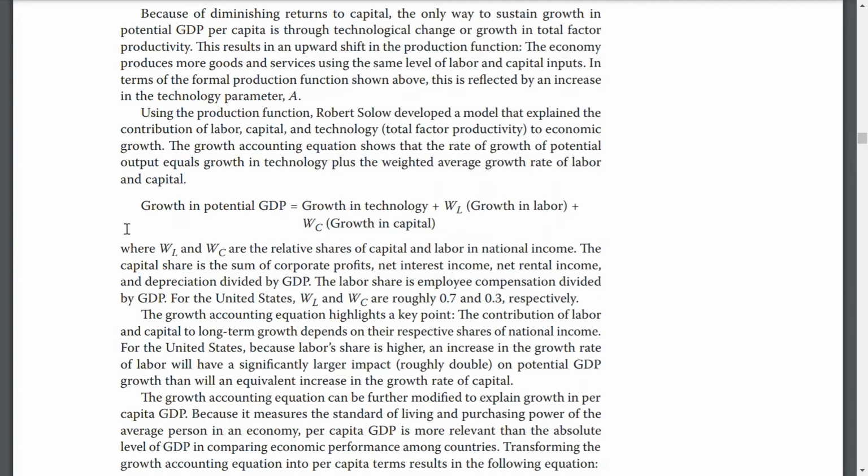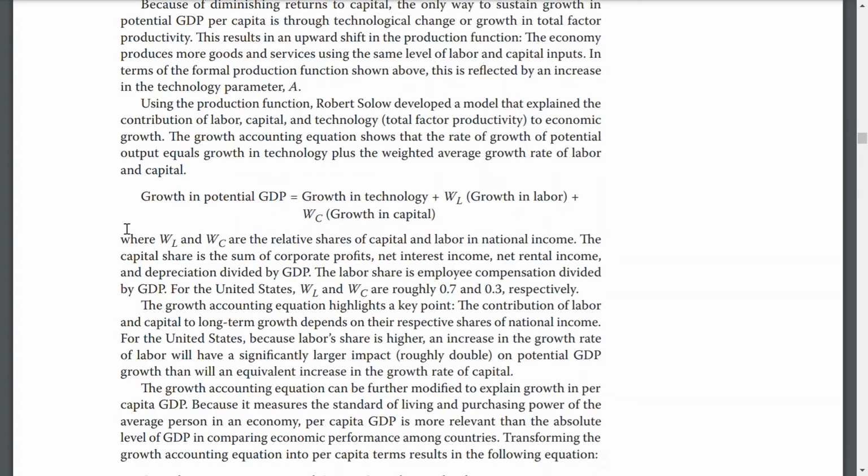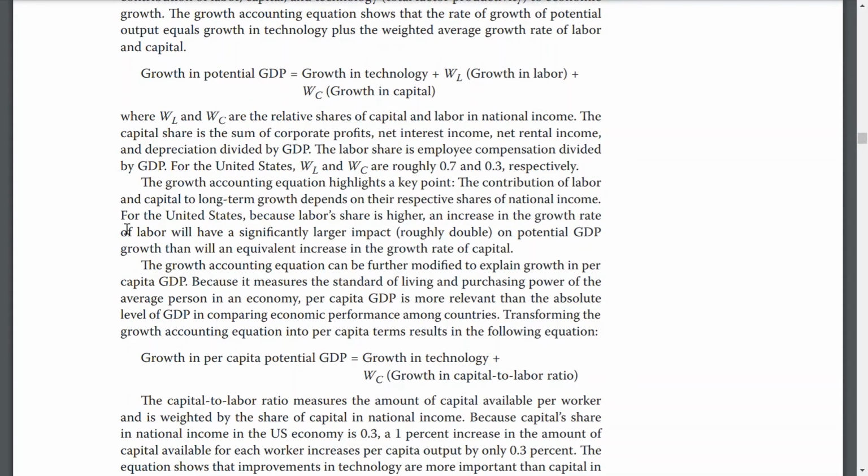Using the production function, Robert Solow developed a model that explains the contribution of labor, capital, and technology, or total factor productivity, to economic growth. The growth accounting equation shows that the rate of growth of potential output equals growth in technology plus the weighted average growth rate of labor and capital. Growth in potential GDP equals growth in technology plus WL times the growth in labor, plus WC times the growth in capital, where WL and WC are the relative shares of labor and capital in national income.